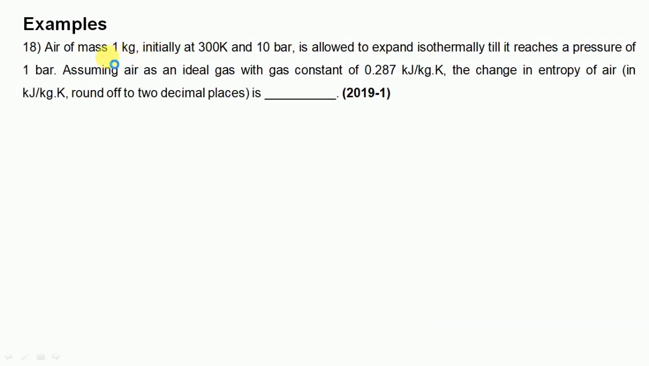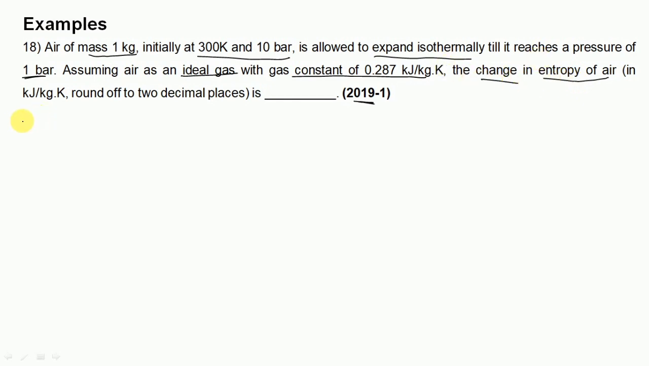Now example number 18 from GATE 2019 set 1. So here I will try to take the 2019 example. Here it is, the data is given: mass 1 kg, initial temperature and pressure are given, allowed to expand isothermally, and the final pressure is given. Assuming the air is an ideal gas, so we have to choose the ideal gas, and the gas constant is given 2.87, and find the change in entropy.